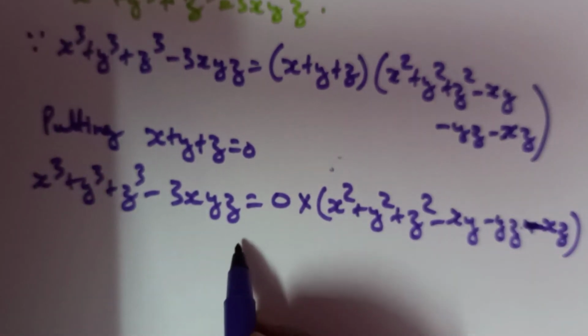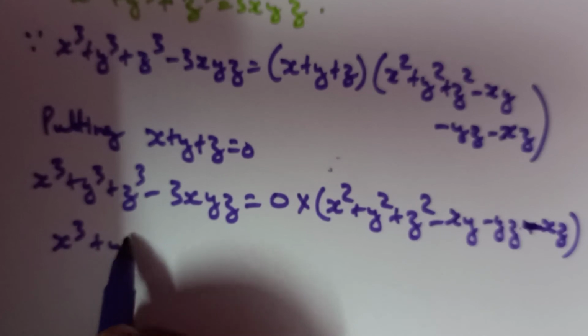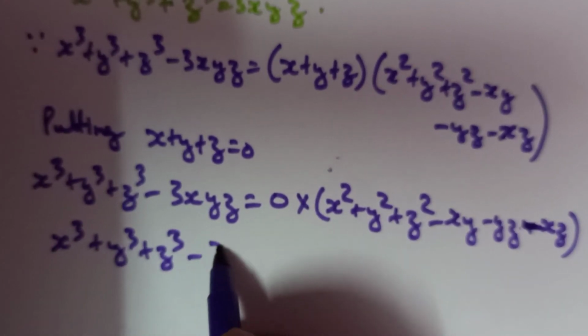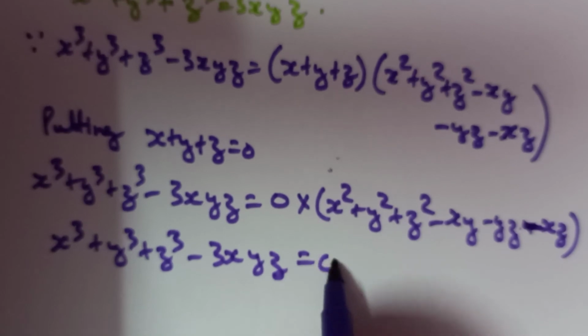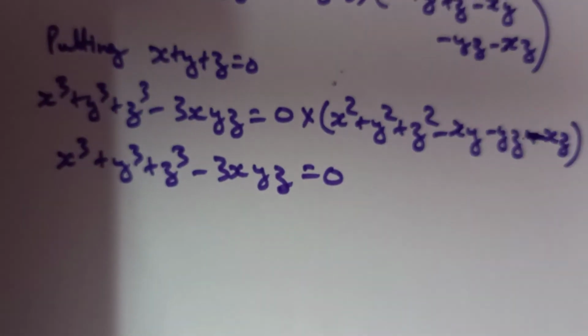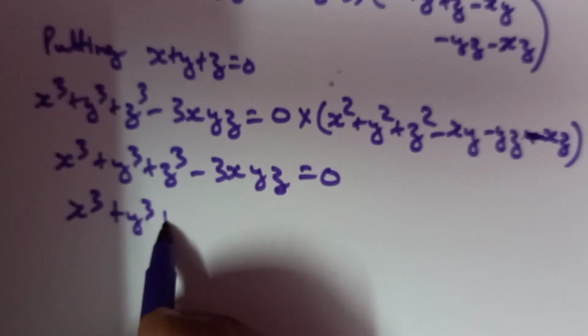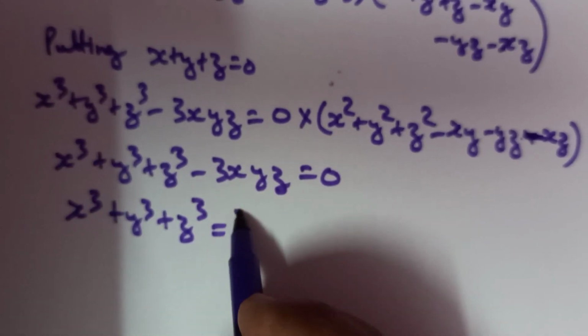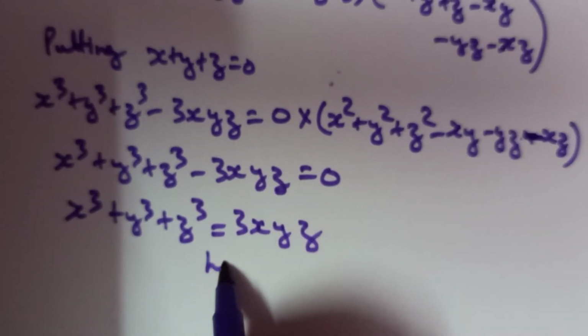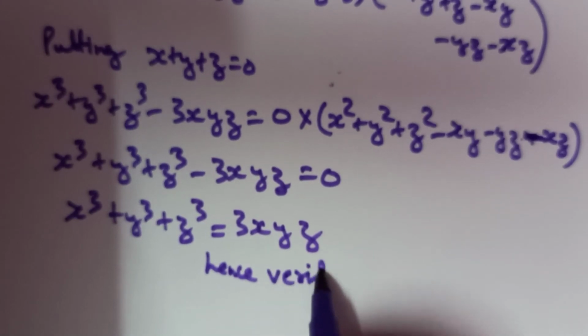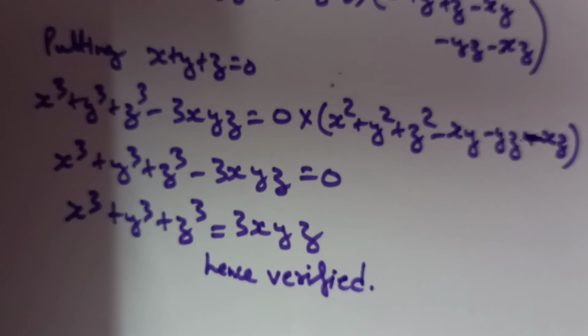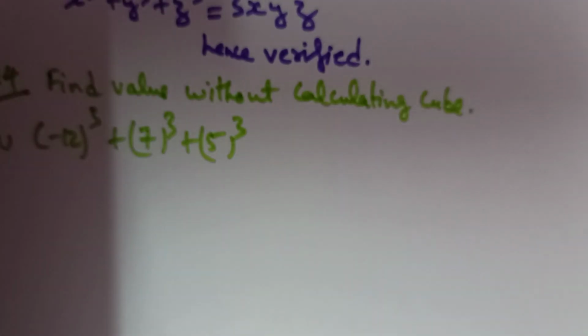Hope this is clear. So we can say that x cube plus y cube plus z cube minus 3xyz is equal to 0, because 0 multiplied by this is 0. So we can send this 3xyz to the right hand side. So we get x cube plus y cube plus z cube is equal to 3xyz. Hence verified. This is the identity, and you can also learn it: whenever the value of x plus y plus z is equal to 0, then x cube plus y cube plus z cube will be equal to 3xyz.